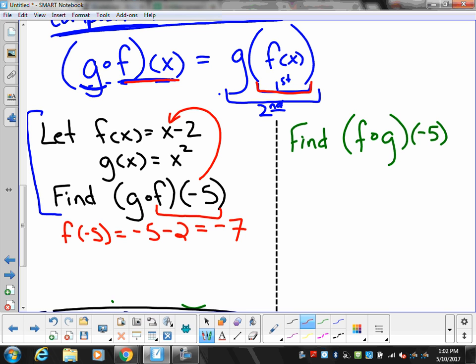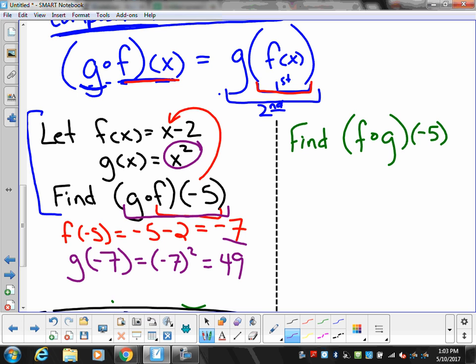So we found f of negative 5, so that's what we start with. Then we go to the g, and g of f of negative 5. We found f of negative 5 was negative 7, so we're going to find g of negative 7. So we're working our way out. And g of x is x squared, so that's going to be negative 7 squared, which is a positive 49. So our solution there is a positive 49.